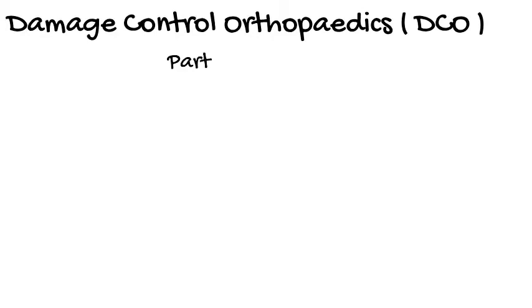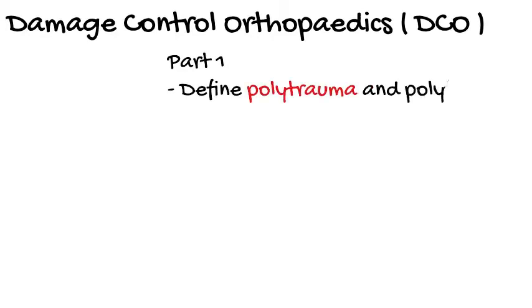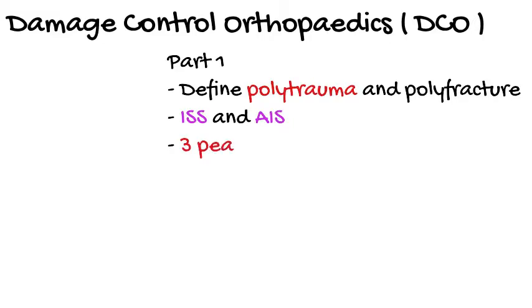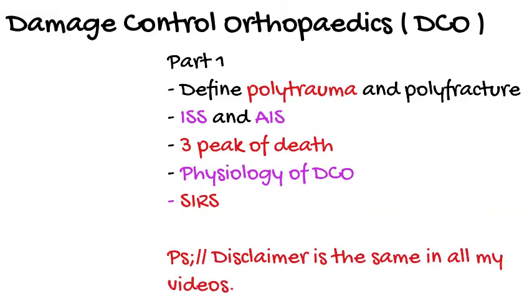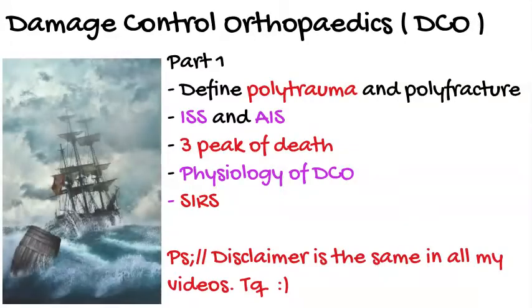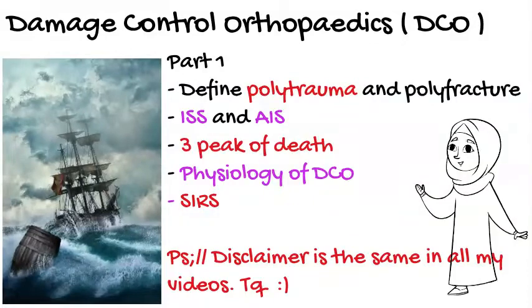Today I am going to discuss Damage Control Orthopaedics, DCO. In this part 1 of Damage Control Components, I am going to discuss polytrauma and polyfracture definition, ISS, Injury Severity Score, and AIS, Abbreviated Injury Scale Grades, when is the three peak of death during trauma, the physiology of damage control orthopedics, and finally SIRS, Systemic Inflammatory Response Syndrome score.